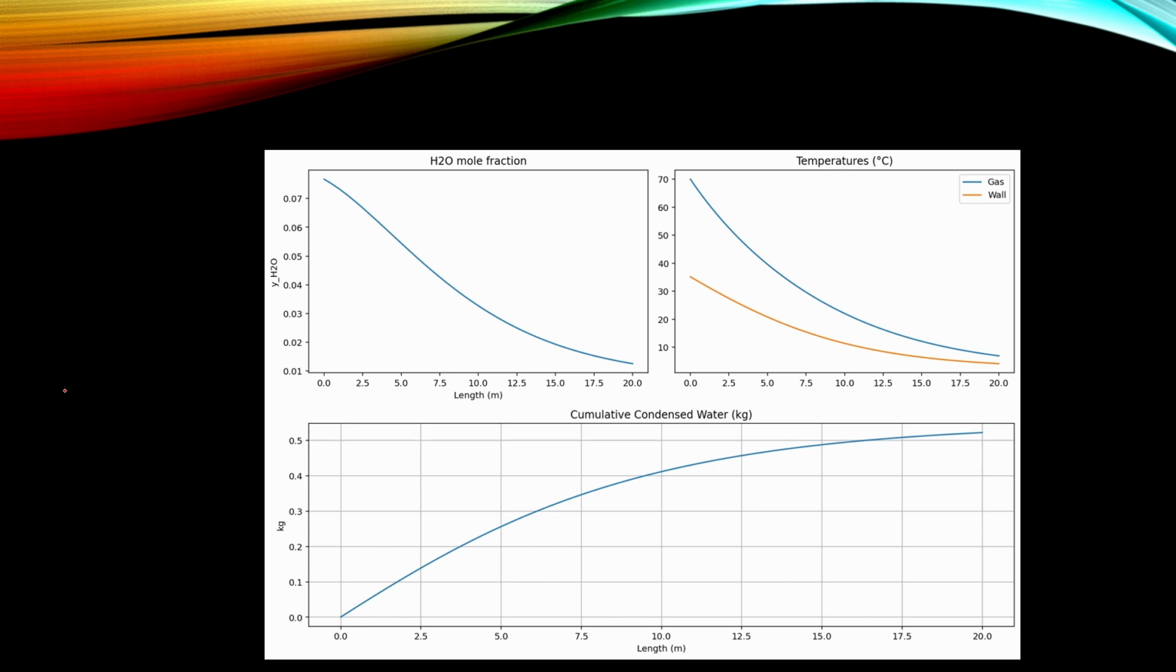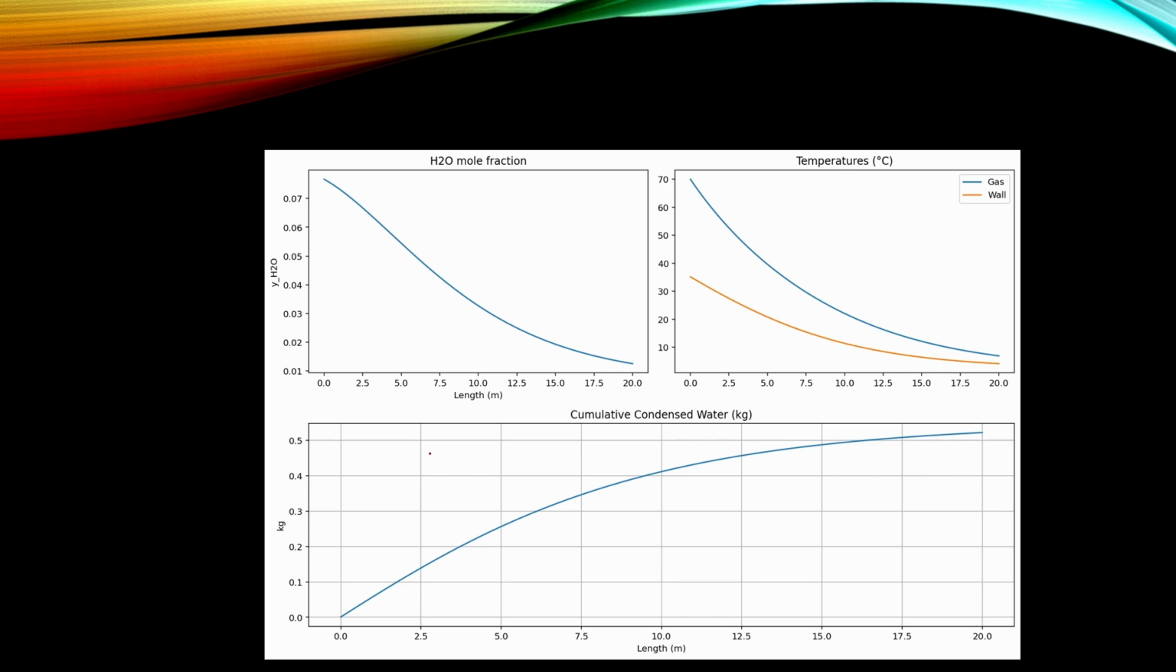In this picture we see how the water vapor concentration is changing. On the x-axis we have the duct length, and on the y-axis we have water vapor mole fraction. And it's coming down from around 8% down to around 1%. And here we have the cumulative condensed water amount. And in this picture we see how the gas temperature is coming down and how the wall temperature is changing in this case.